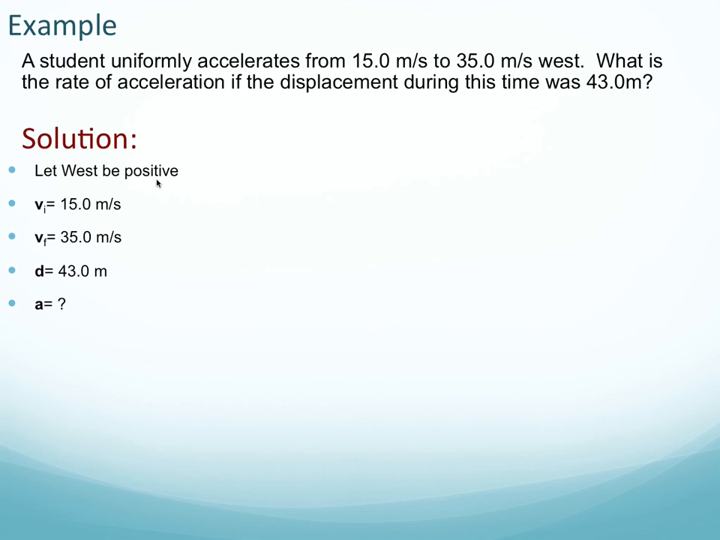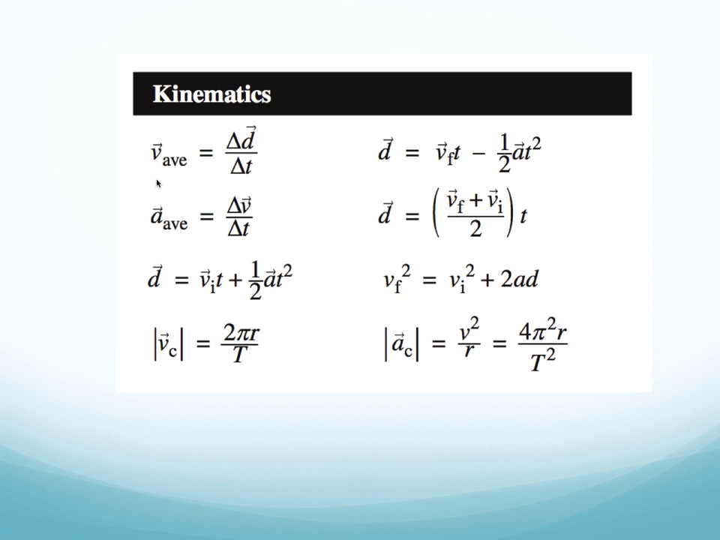So now that we've got all those different variables, we need to figure out what formula we're going to need to use. So we'll have to look at our formula sheet. Looking at our formula sheet, we know we have the final velocity, the initial velocity, and the displacement. What we're looking for is the acceleration rate here. So this is the formula that we're going to use.